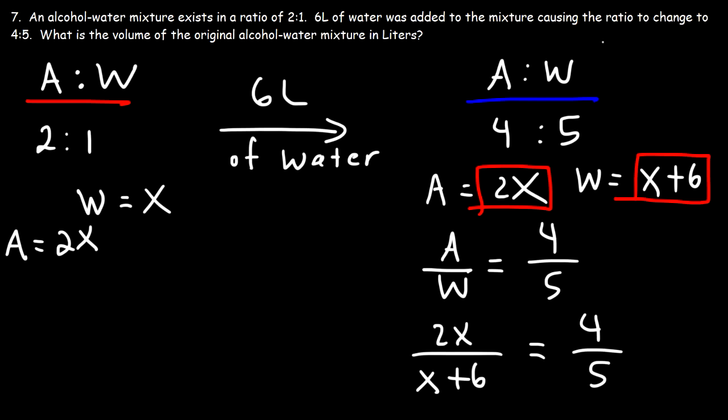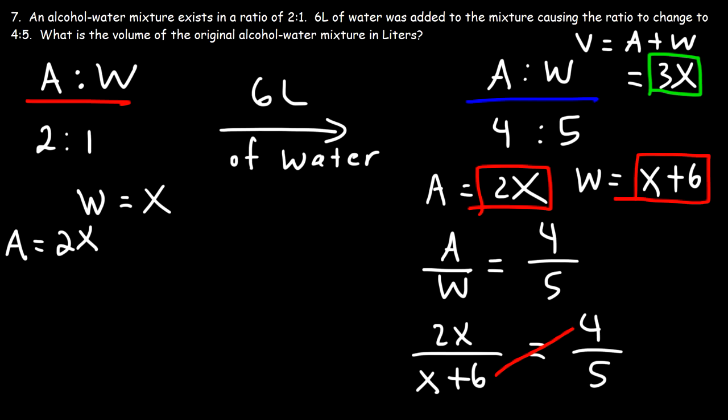The volume is going to be the volume of the alcohol plus the volume of the water. So that's going to be A plus W. Now A is 2X, W is X, so the volume of the entire mixture is 3X. So once we calculate X, all we need to do is multiply it by 3, and that will give us our final answer. So let's solve for X.